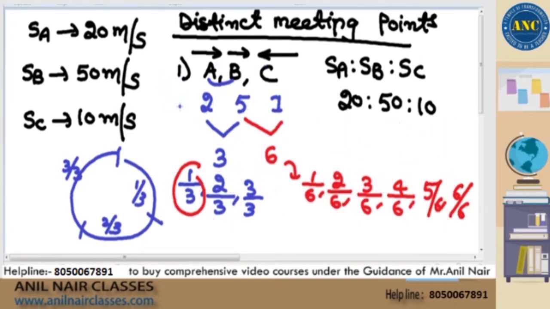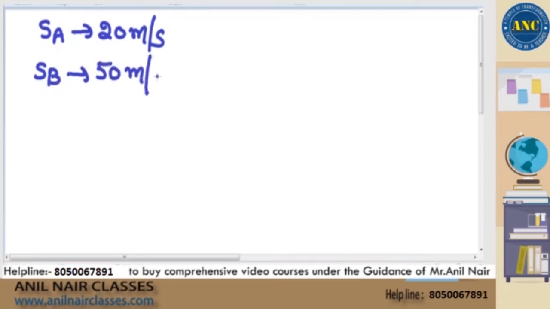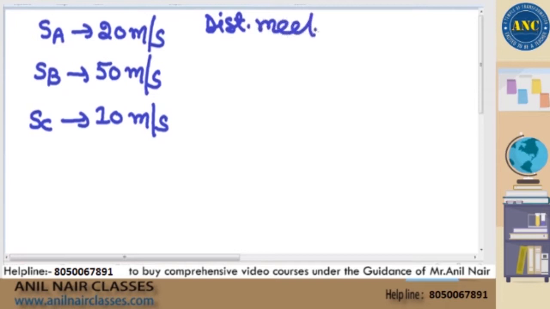Number of distinct meeting points. Now see here. Next question. SA is equivalent to 20 meter per second. Now I will directly do for all questions. I don't need any formula. Directly I will do. SB is 50 meter per second. SC is 10 meter per second. Distinct meeting points.